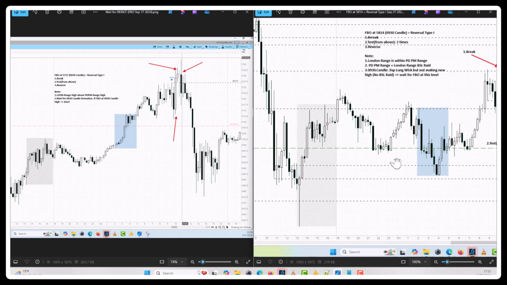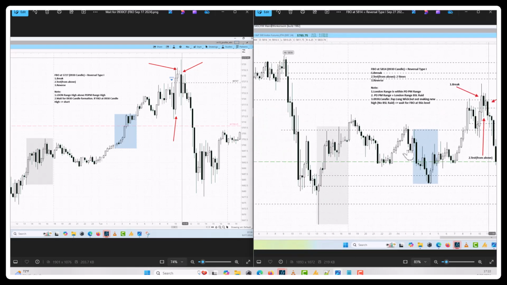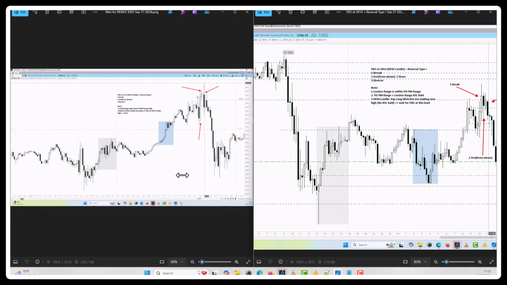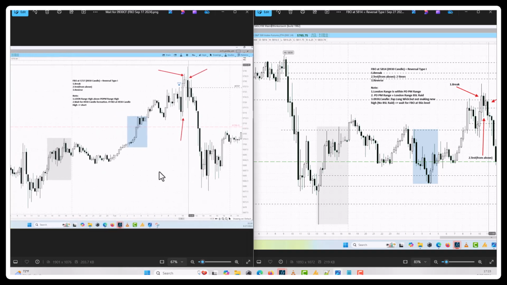In this case the London is within the prior day PM range, but in this case the London breaks that range into the upside. You see that? Break into the upside. That's the only detail different, but the other part is just identical.